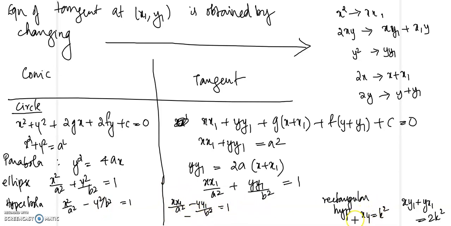Similarly, if you have a rectangular hyperbola with equation xy equal to k square, you can write it as 2xy equal to 2k square. The 2xy becomes xy1 plus yx1 equal to 2k square. So that is the technique used in writing the equation of the tangent.